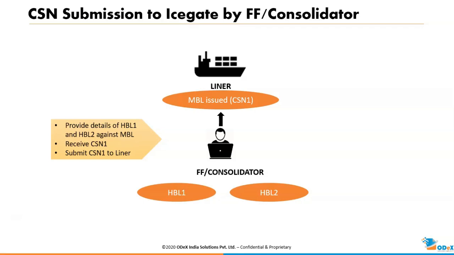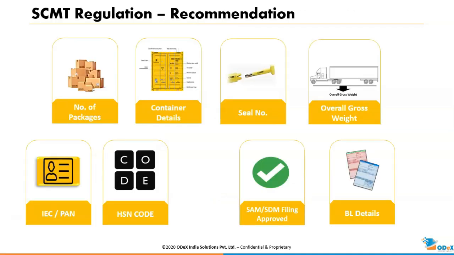Proceeding with the CSN submission to the ICE gate by the FF or the consolidator, you have to provide all the details of your HBLs against your MBL. Receive the CSN and then submit the same CSN to the liners here. According to the SCMTR regulations and recommendations, the information which is displayed on the screen, that is number of packages, container details, seal number, overall gross weight, IEC or the PAN copy, HSN code, SAM and the SDM filing approved with the BL detail needs to be submitted.